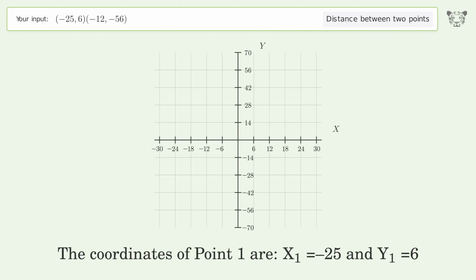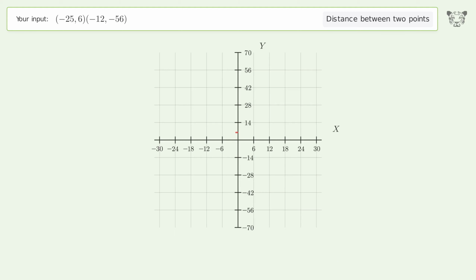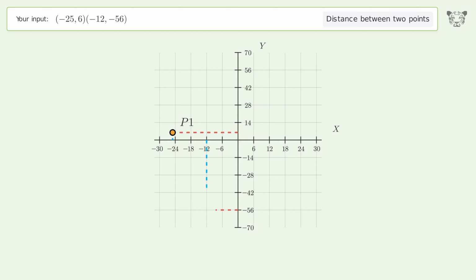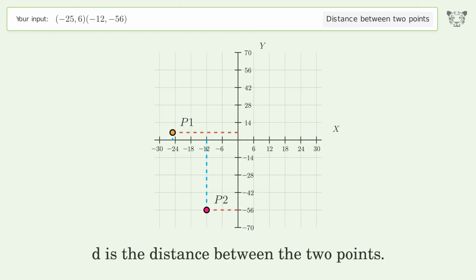The coordinates of point 1 are x1 equals -25 and y1 equals 6. The coordinates of point 2 are x2 equals -12 and y2 equals -56. D is the distance between the 2 points.